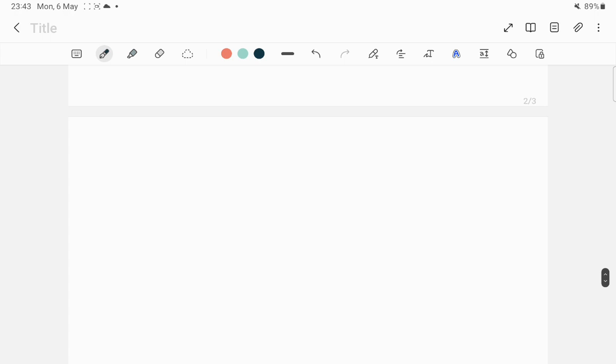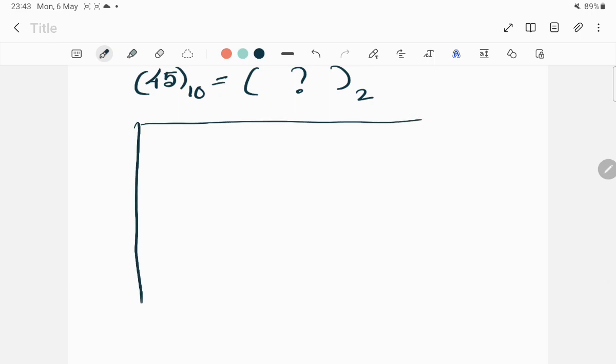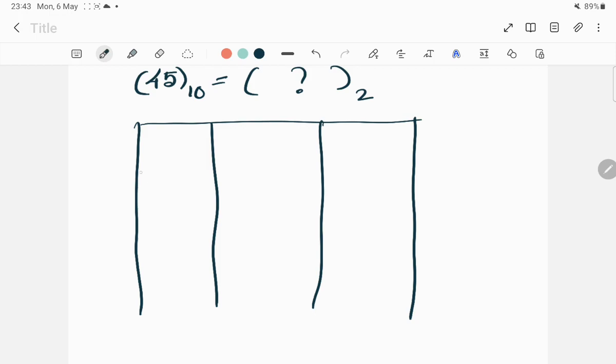Let us try one more. Let us try some double digit. Say I want to convert 45 base 10 to binary. This is our next task. So for that, again, we will be drawing one table. This table is a must, and we will be writing n by 2, then quotient, and then remainder.